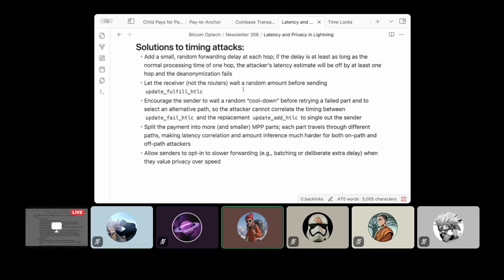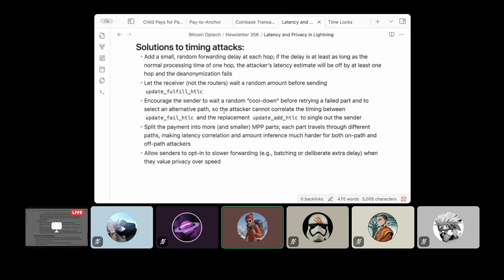Also, you can encourage the sender to wait for a random cooldown time before retrying. Whenever a sender tries to send an HTLC across and it fails, he immediately tries to rebroadcast the HTLC through a different path. If we can add a random time delay between the sender knowing that his HTLC has failed and his rebroadcast, that will also confuse or pollute the assertion graphs that the attacker will be building.